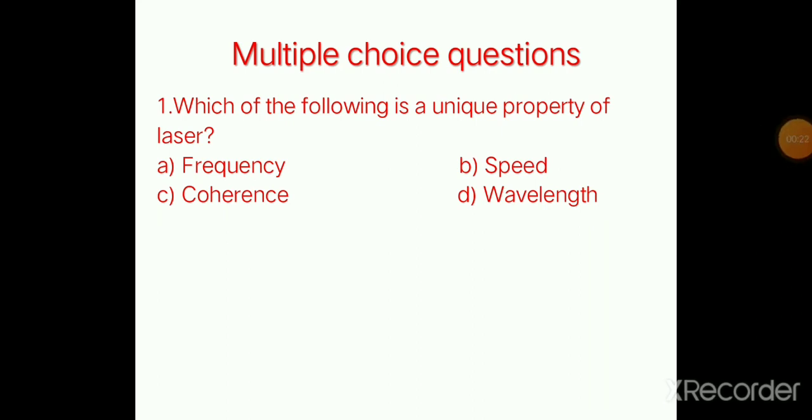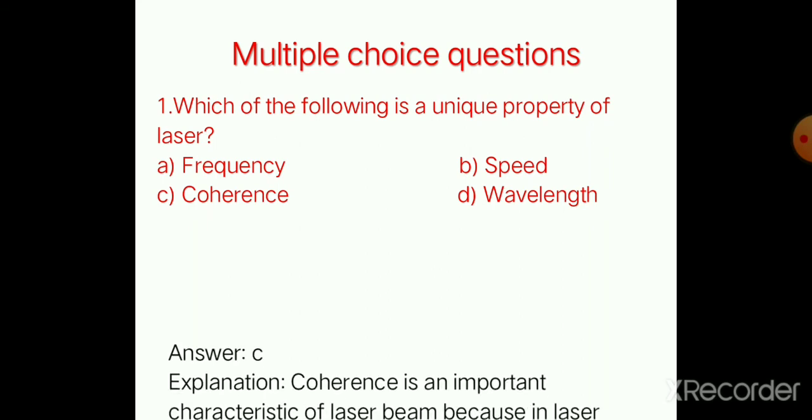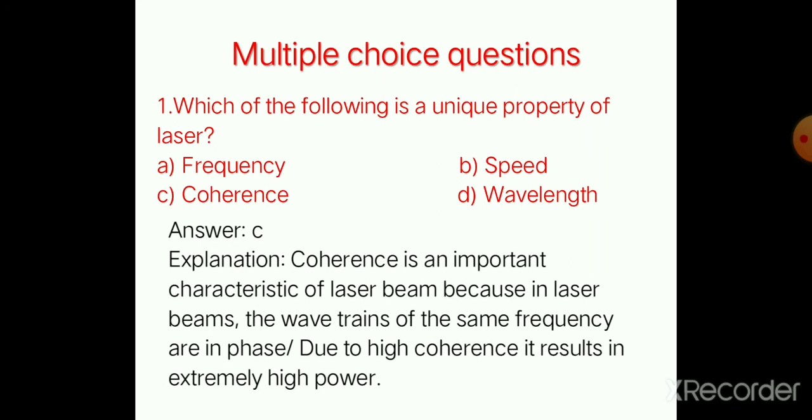Let us discuss some multiple choice questions based on the characteristics of laser. 1. Which of the following is a unique property of laser? A. Frequency, B. Speed, C. Coherence, D. Wavelength. Answer is C. Coherence is an important characteristic of a laser beam because in laser beams the wave trains of the same frequency are in the same phase, and due to high coherence it results in extremely high power.